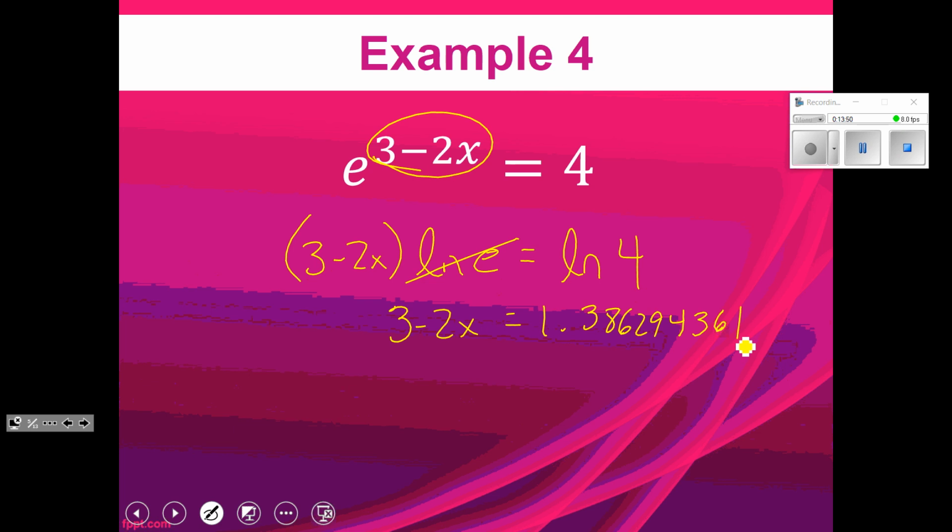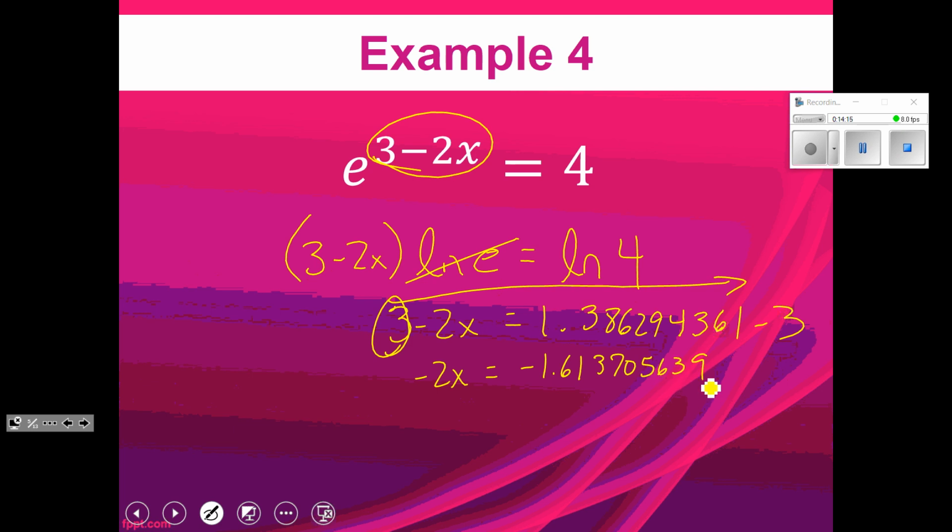Doesn't matter. What do y'all want to move? What do you want to move, Gonzalo? The 3. Okay. So when the 3 comes over, it needs to subtract. So I'm just going to put in minus 3 in my calculator. And so I'm left here with negative 2x. So this is negative 1.61370563. It's going to be a lot of decimals today, by the way, if you hadn't figured that out.